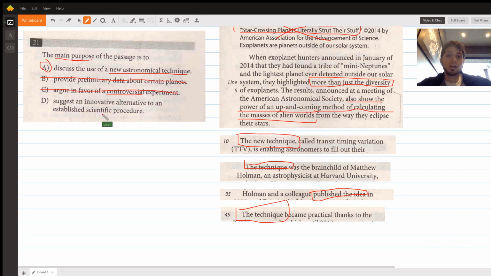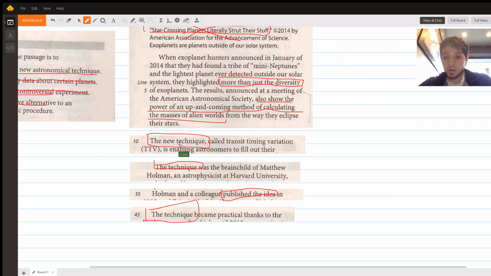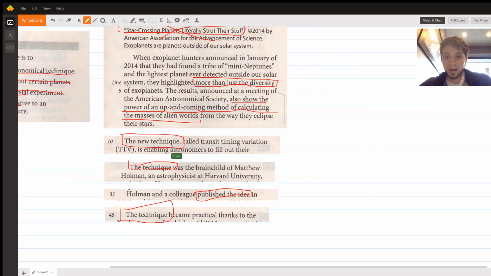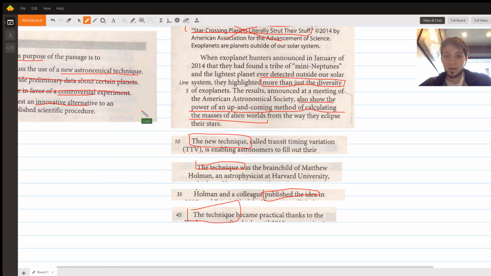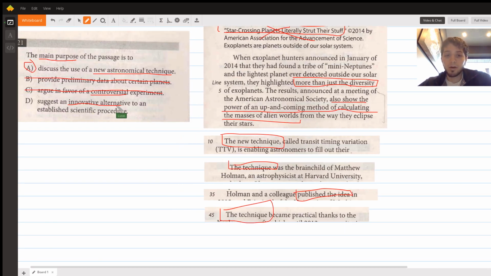And then D says, suggest an innovative alternative to an established scientific procedure. This is maybe the only other plausible one because we're talking about an innovative alternative, which could be this new technique, right? Up-and-coming method. And so this might be an innovative alternative. The problem is, what do you do when you have to decide between this? Because A talks about a new astronomical technique, and D talks about an innovative alternative. So they're almost saying the same thing. And it's almost like A is nested inside of D. I hope that's not too confusing.